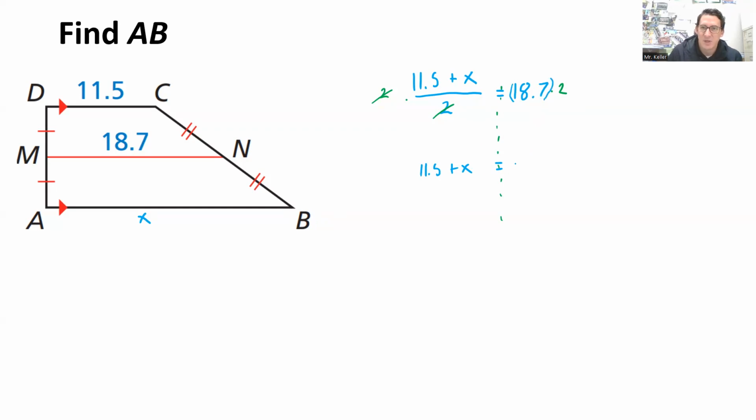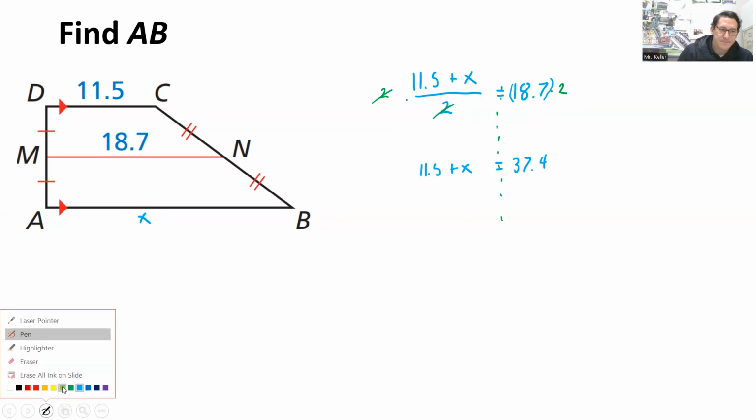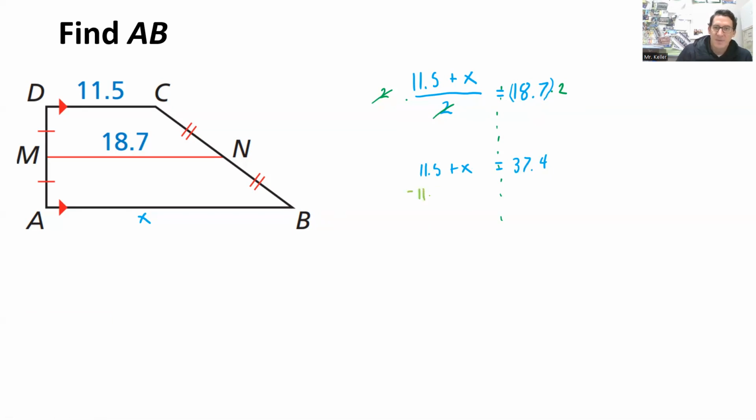18.7 times 2 is 37.4. Let me just double check my mental math there. Yeah, 37.4. Anyway, next step, I'm going to subtract 11.5 from both sides. And so that will cancel out. You get x is equal to, that's going to be 25.9.